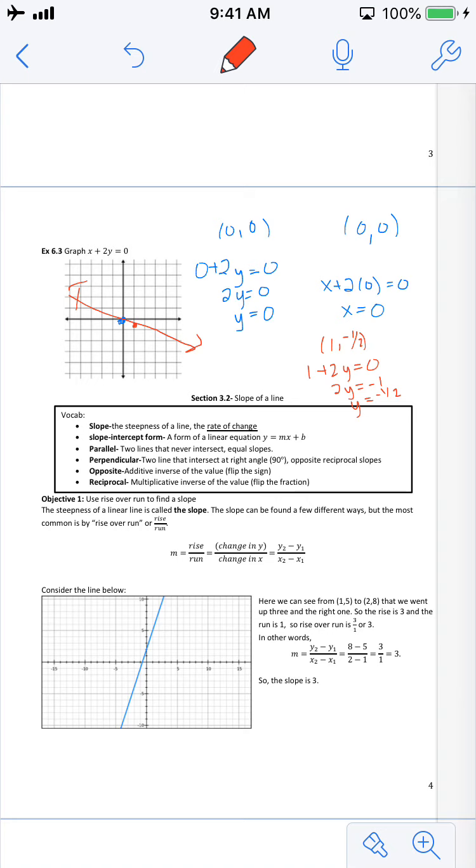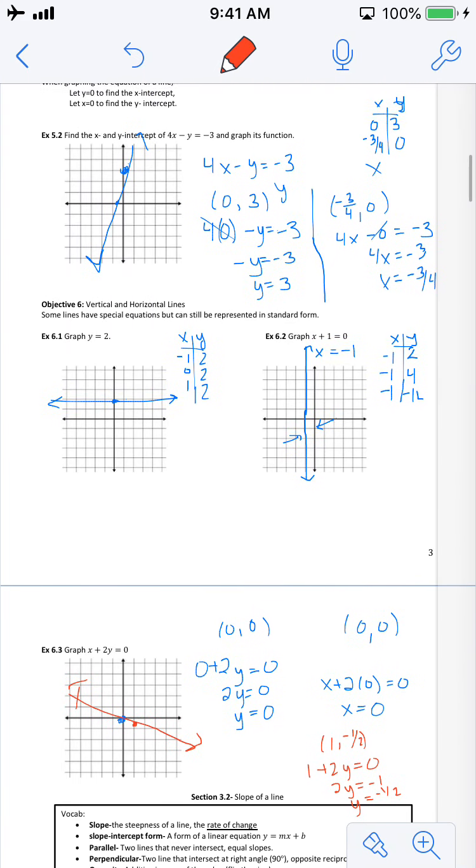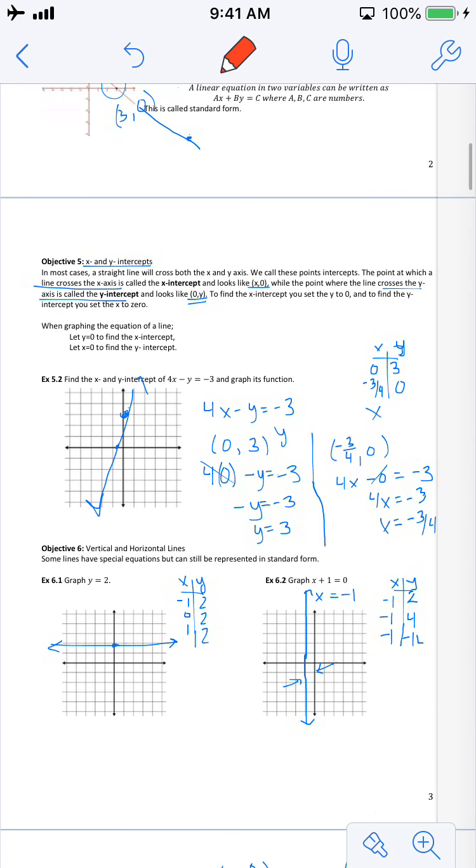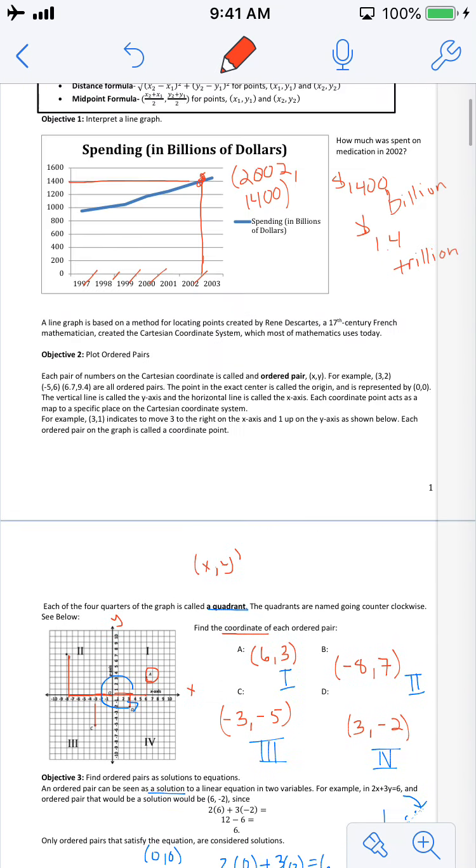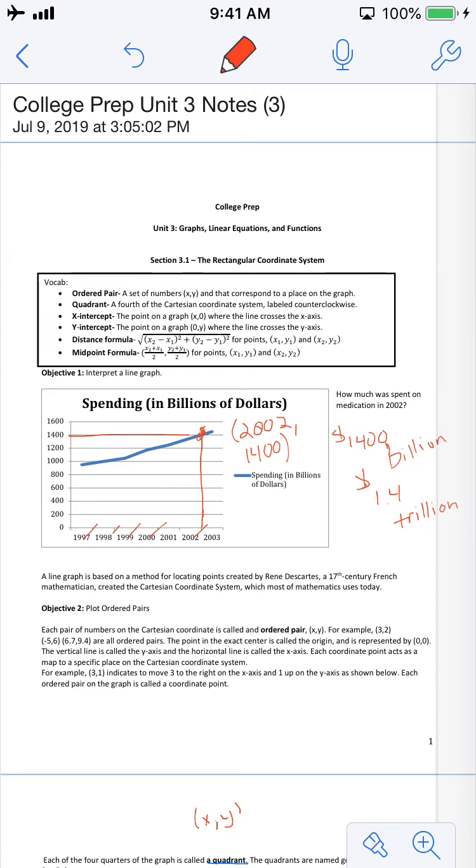All right, welcome to math class. That's basically where we're going to start. So graphing some lines. We talked about a few quote-unquote special cases. We talked about points and how they create lines. If you have any questions at all, shoot me an email.